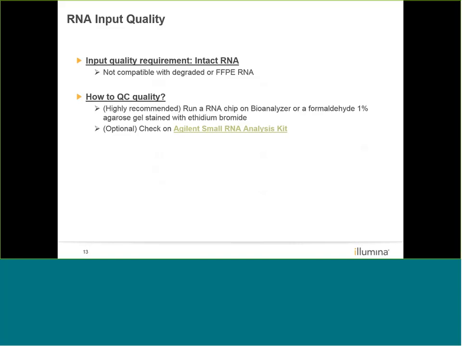How do you QC the quality? We highly recommend you run the RNA on an RNA chip on the Bioanalyzer. You can also run a formaldehyde 1% agarose gel and stain with ethidium bromide. Knowing the quality of your RNA is important. And because we're working with small RNA, you can also check the presence of small RNA on the Agilent small RNA analysis kit. This is not required, but it would be good to check the presence, especially if you're new to our RNA isolation protocol or kit.